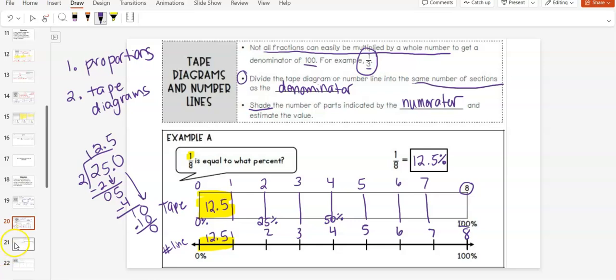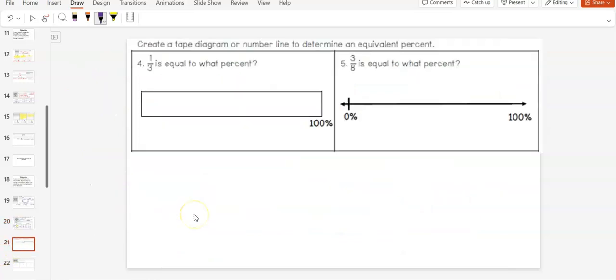Okay. Let's practice this again. We're going to do one at a time. So we're going to create a tape diagram or number line for each one. So we have 1/3 is equal to what percent? So I'm going to divide this into 3 equal parts to the best of my abilities. Okay. This is 0, 1, 2, and 3. That's my total. I am now going to shade just one piece.